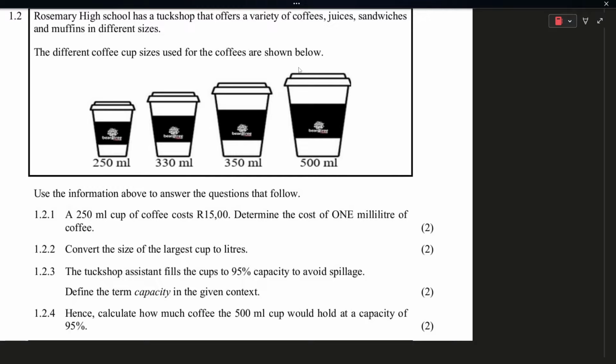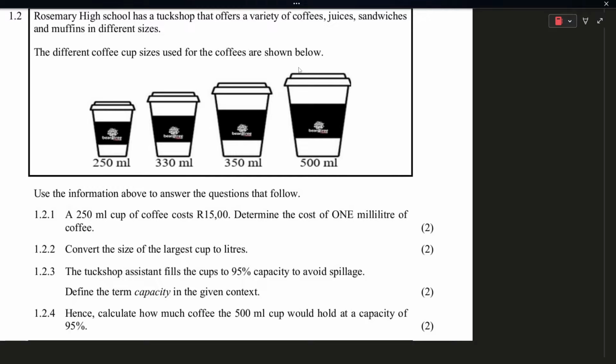Now, Rosemary High School has a tuck shop that offers a variety of coffees, juices, sandwiches, muffins in different sizes. These are correct muffins, guys, not those other muffins. Now, the different coffee cup sizes used for the coffees are shown below. That is what we have there. Use the information above to answer the questions that follow. 1.2.1. A 250 milliliter cup of coffee costs 15 rand. Determine the cost of 1 milliliter of coffee.